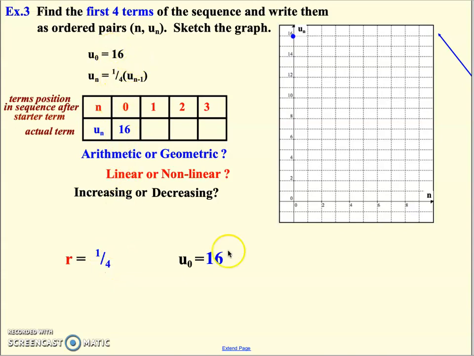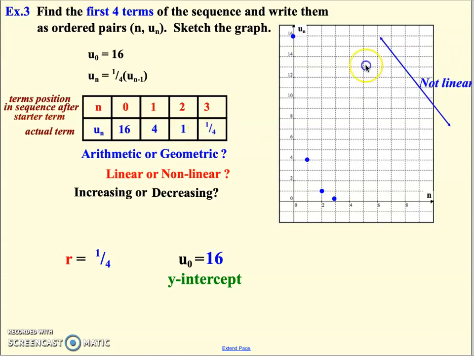Sitting right here, u sub 0 is 16, so I got that information. Again, this is a y-intercept. This is not a slope, because remember, it's not linear when it's geometric. But let's run some terms here. So 16 times 1/4 would be 4. 4 times a fourth is 1. And 1 times a fourth is 1/4.